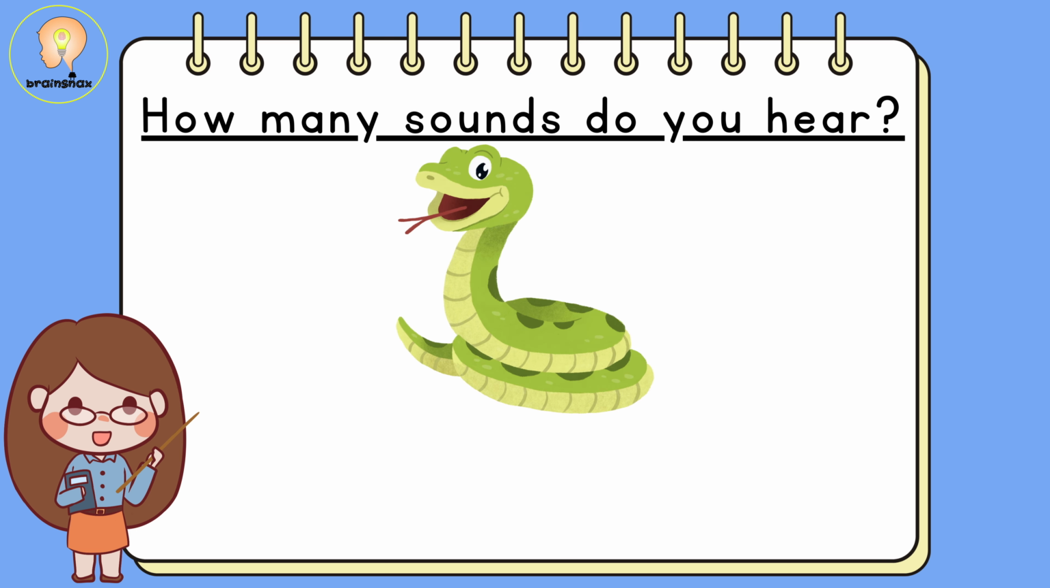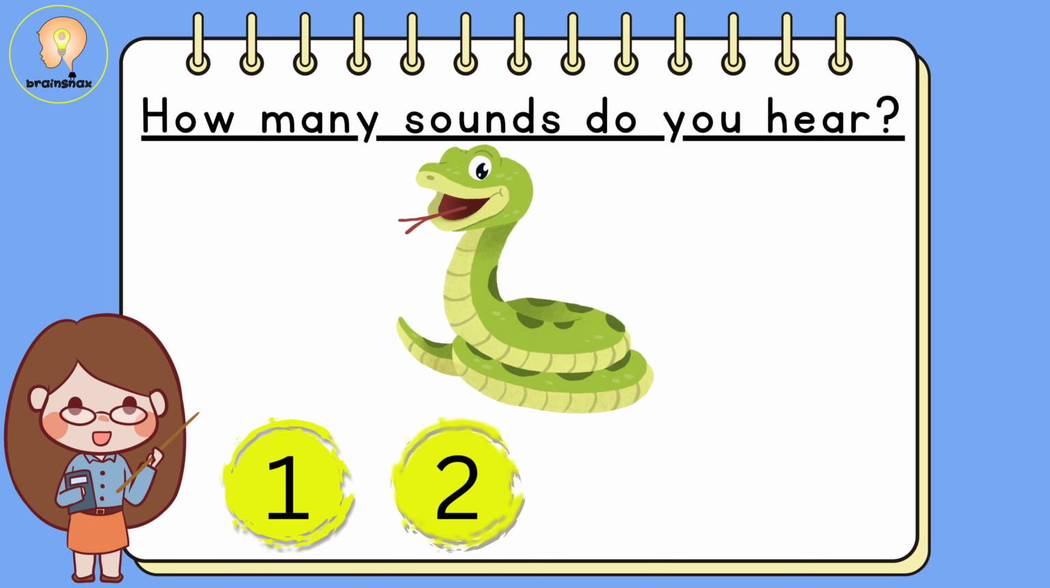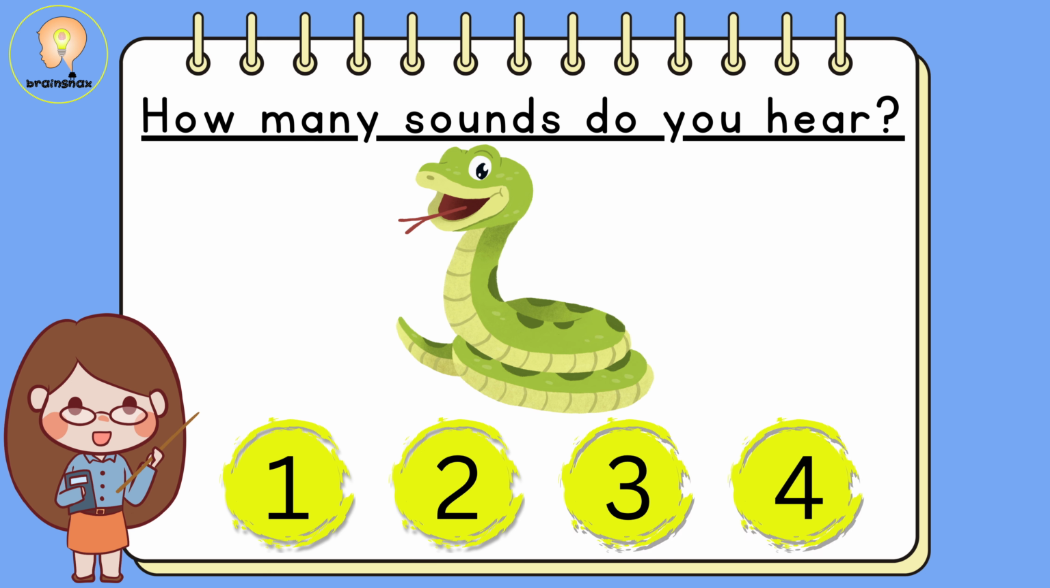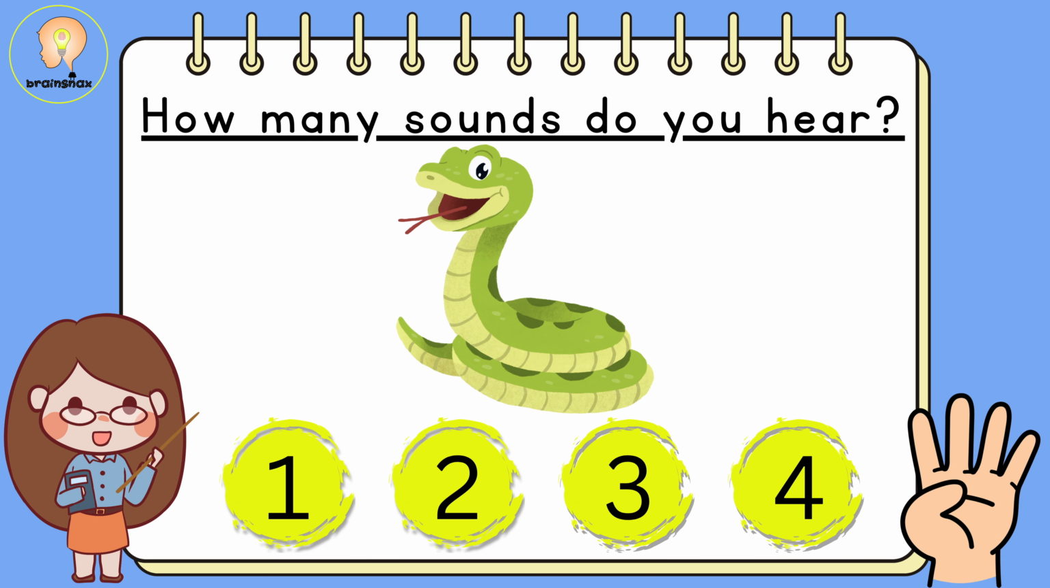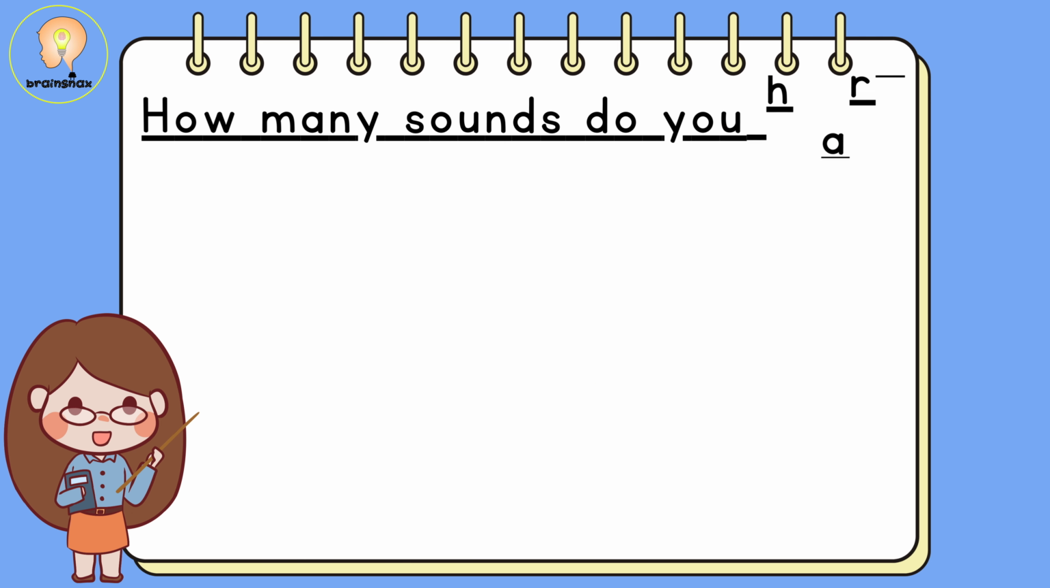How many sounds do you hear? Snake. 5, 4, 3, 2, 1. Snake. Snake has four sounds.